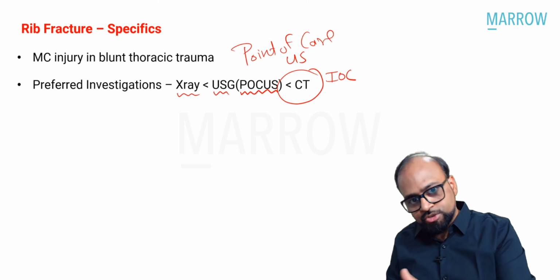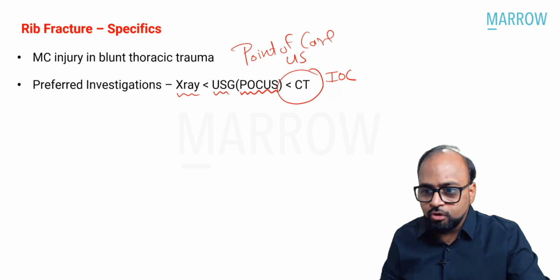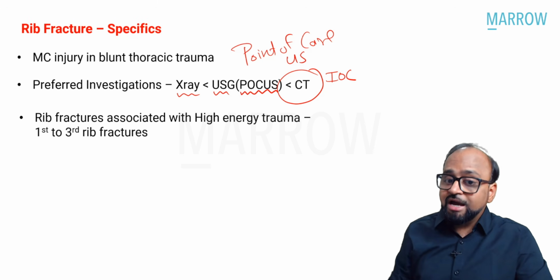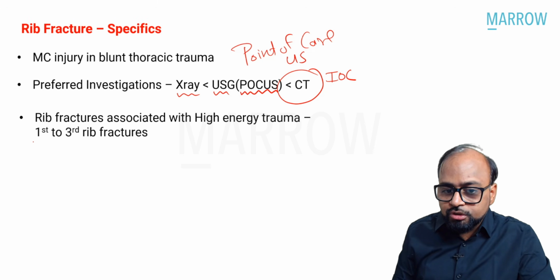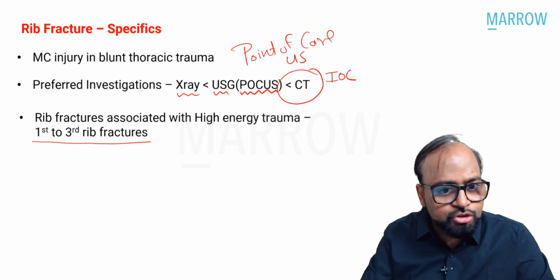Better than X-ray is USG when it is used as POCUS, point of care bedside ultrasound, right? And best overall is CT. Yes. Usually, rib fractures associated with very high energy trauma are first to third rib fractures. Remember, rest of the ribs can get fractured even with minimal trauma.